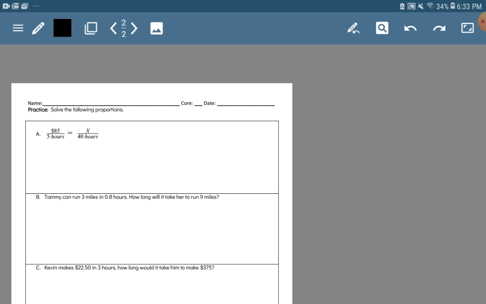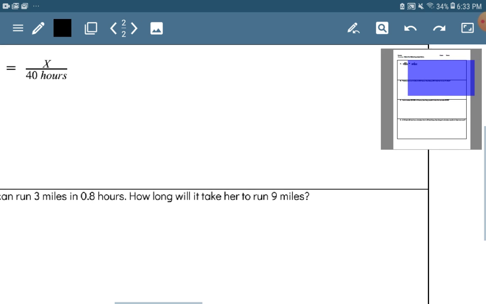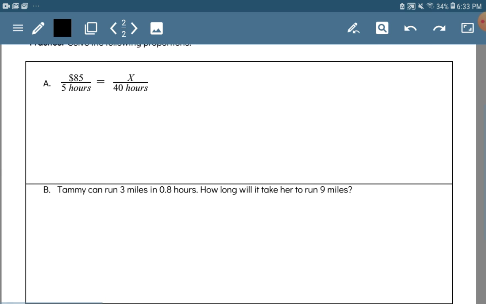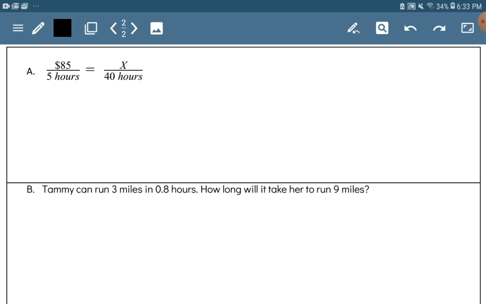Flipping to the back where our actual examples are, we have our first one is set up for us. So this first one is actually going to be the easiest one we do because it's already set up. Since it's set up, we can move straight on to solving. And step 1 of solving is to cross multiply. So I'm going to do 5 times x and 85 times 40.